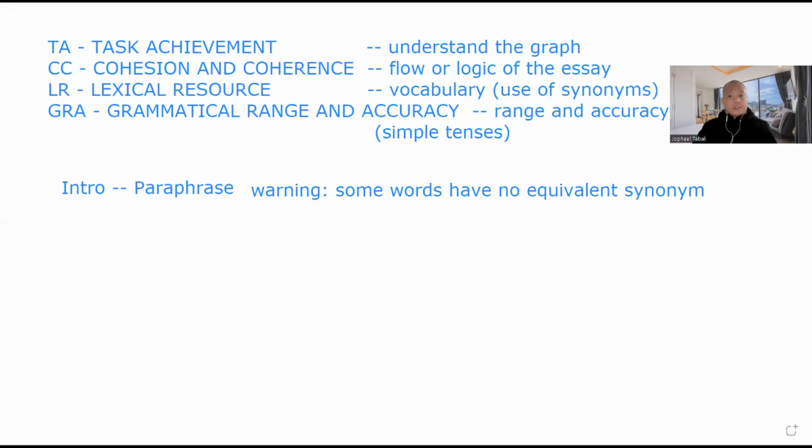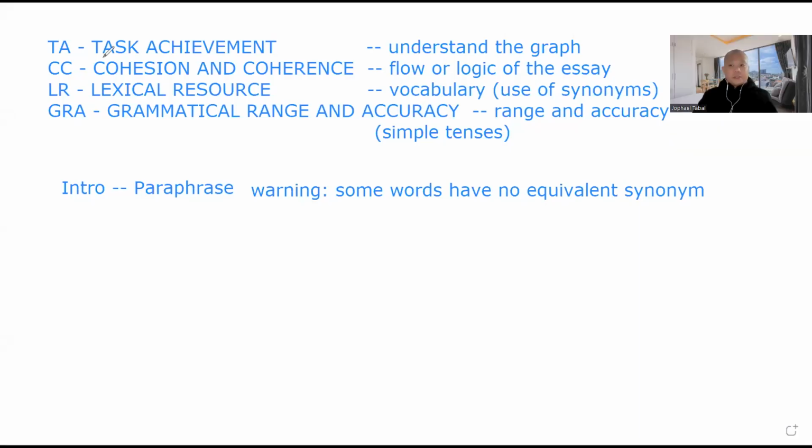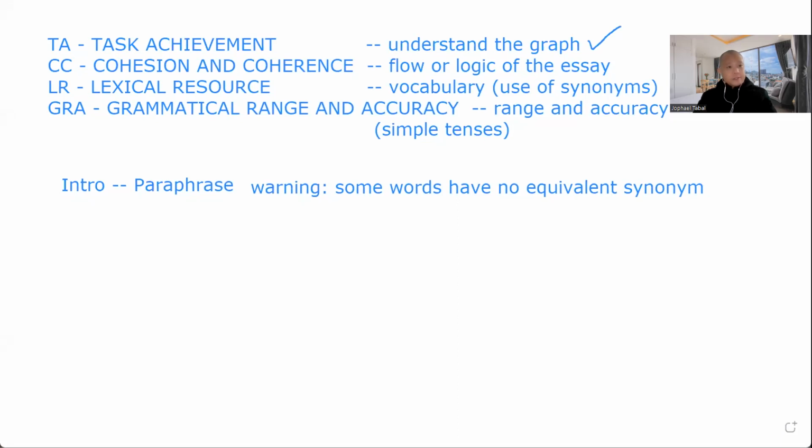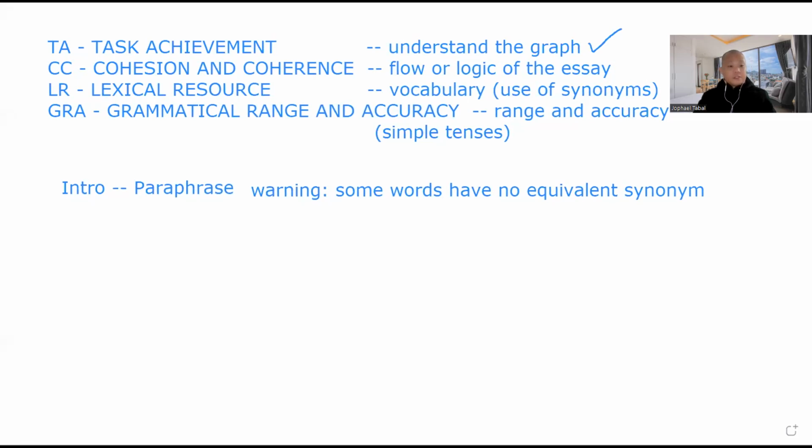With TA. So right now we're still at understanding TA, or task achievement. So we're still here. Before we move on to CC, we still have to finish TA, or task achievement. Let me give you another example. That is the advanced level example for task achievement.